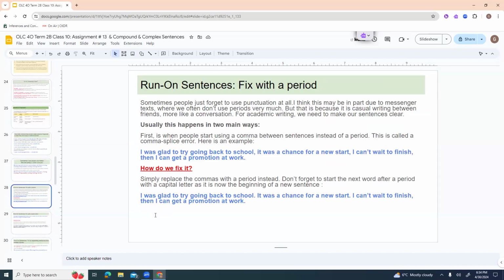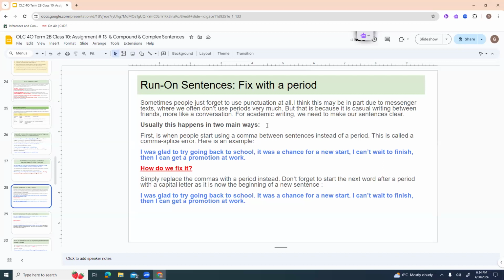Now, the other big mistake is run-on sentences. I think I probably see these more than anything. And I think part of it is just because of how much we use Facebook and Messenger these days. A lot of times we don't really use periods with those. I even catch myself doing this one all the time and have to check for it constantly. In academic writing, we need to make our sentences clear by using a period.